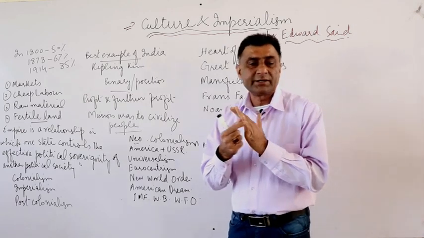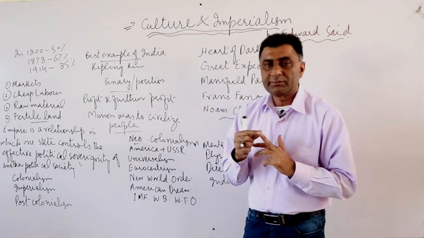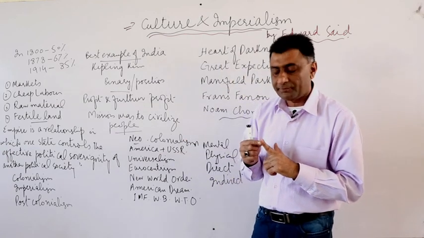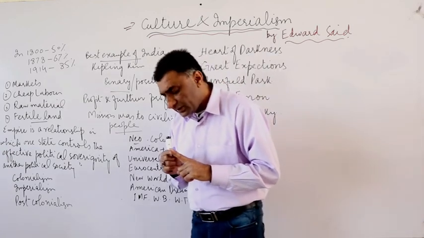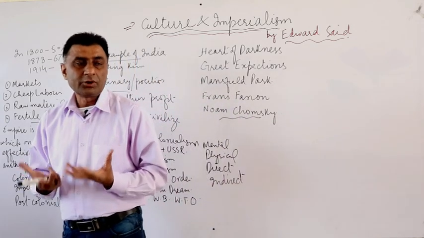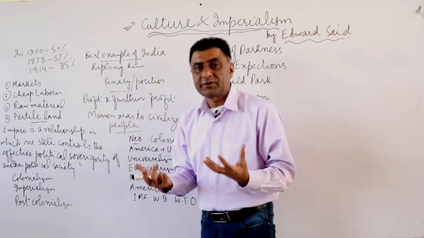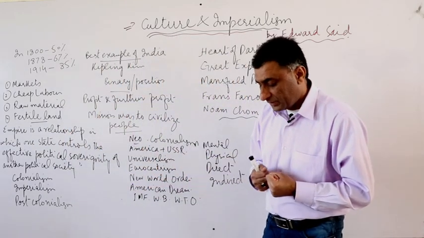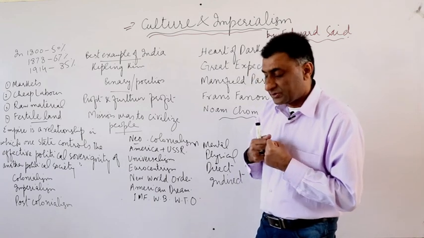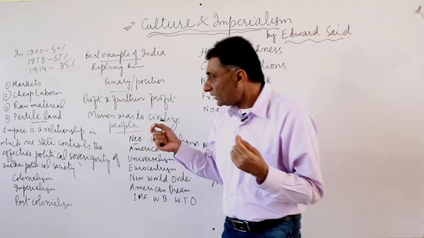The very first, fertile land. Number two, the obtaining of the raw material. Number three, cheap labor, and then overseas markets. Then in order to fulfill these demands of raw material, they started making colonies in different parts of the world. And its best example is their making of colonies in India.